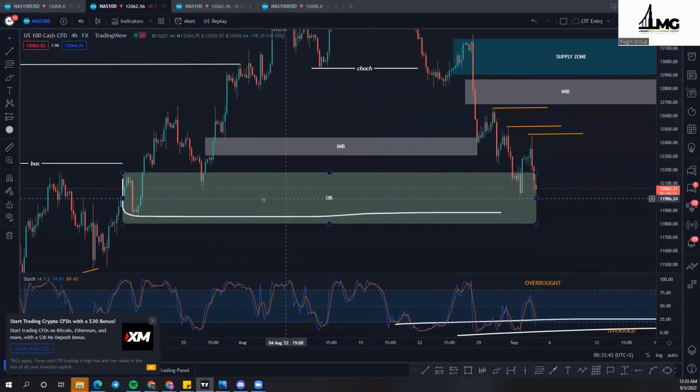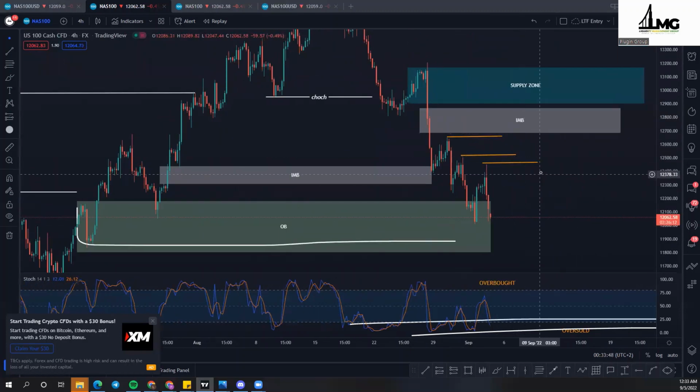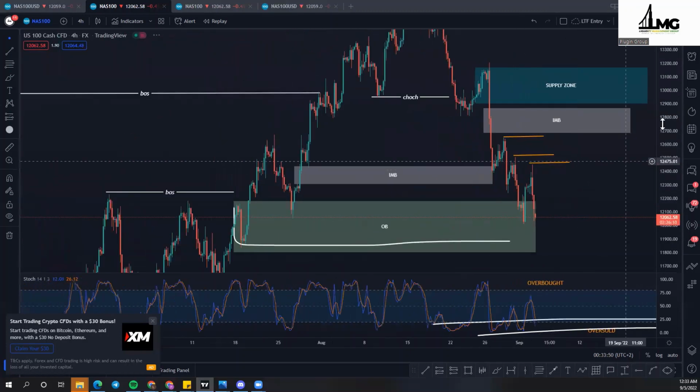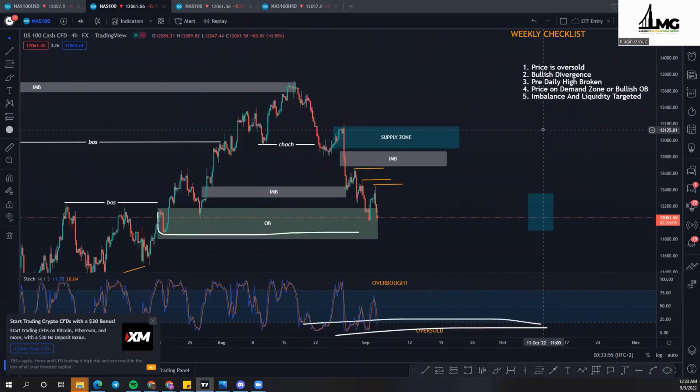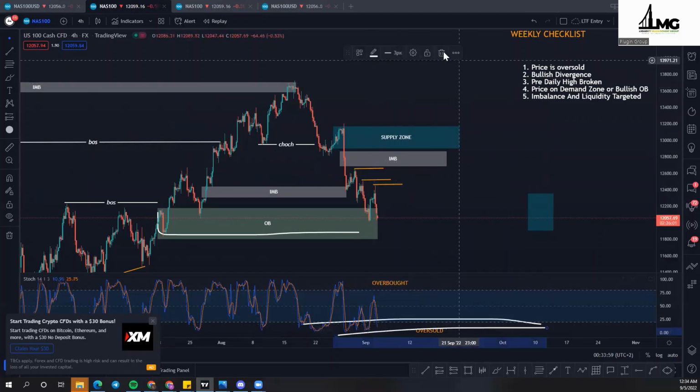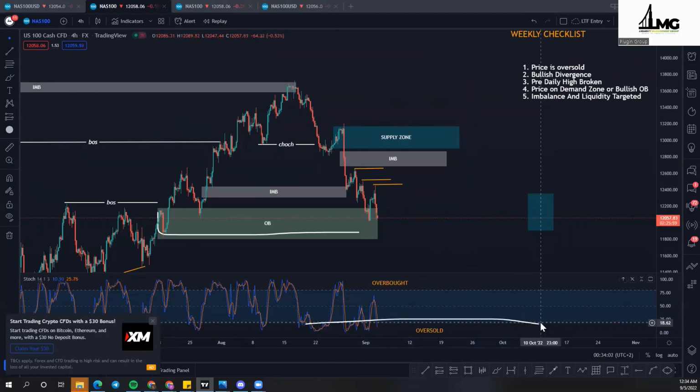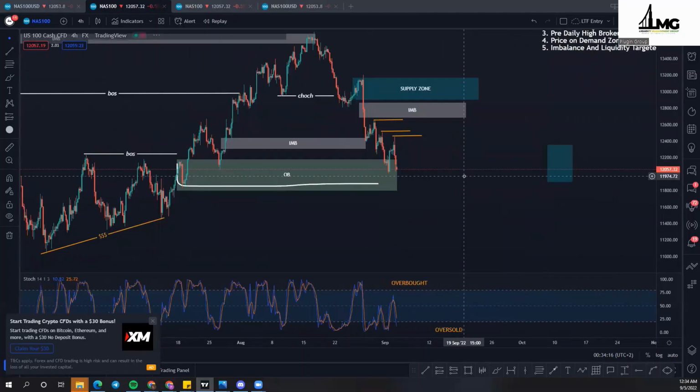So I'll be looking at price, obviously, targeting this liquidity and filling up the imbalances that it has left behind on my checklist, right? So those are the 5 things that I'll be looking out for on a higher time frame. I'm looking at price being oversold, which is currently oversold, and so looking at price forming some divergences and price breaking the previous daily high, price respecting demand zone or bullish order block, and then also looking for imbalances and liquidity that price needs to grab, obviously, to the upside before we push to the downside, right?